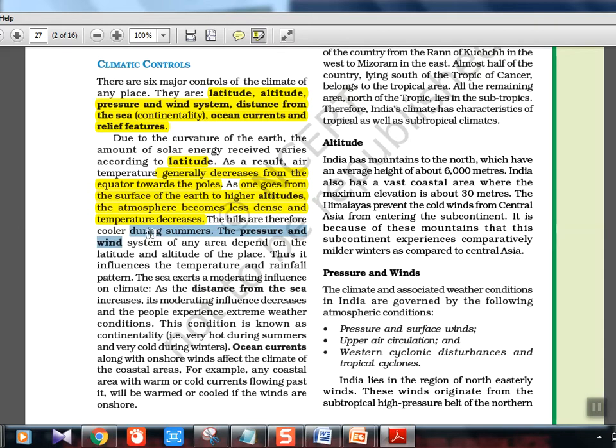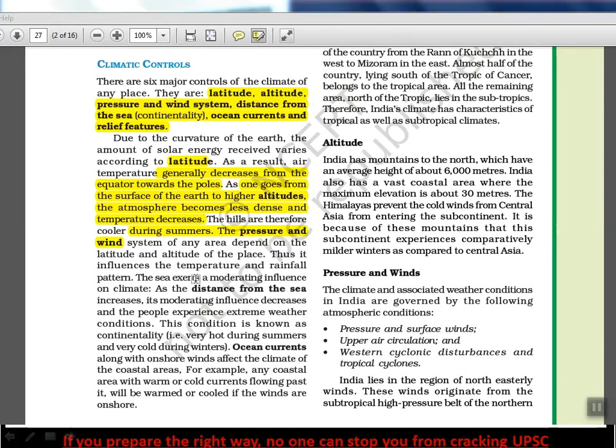Now the third one, the pressure and wind system. Pressure and wind system depend on the latitude and altitude. So those two factors decide the pressure and wind system. In the last class, I think the 8th or 7th, we have seen the pressure belt system. In the equator, it is the low pressure doldrums. Then we have the subtropical one. Then we have the polar one. Then the actual poles. So those 4 levels we have seen.